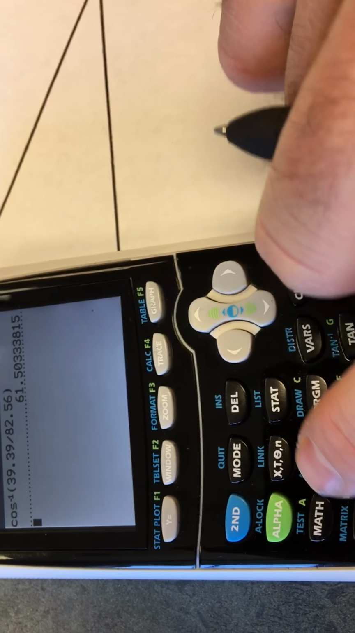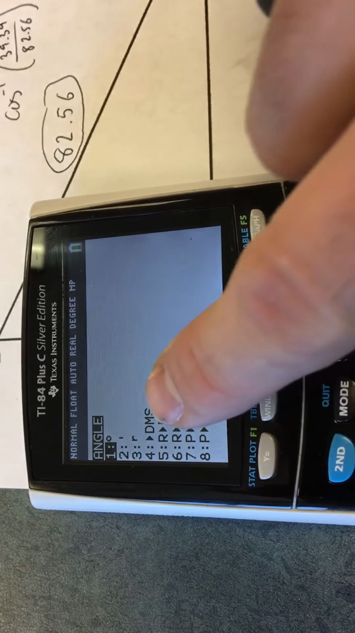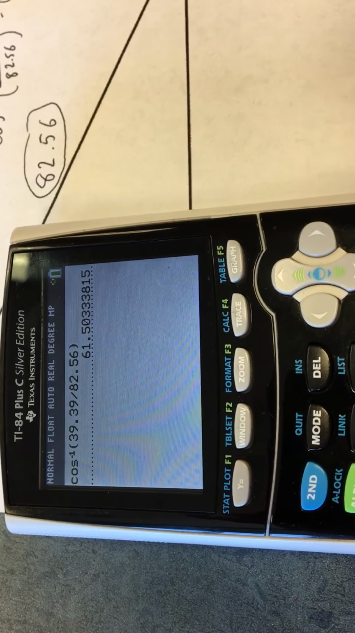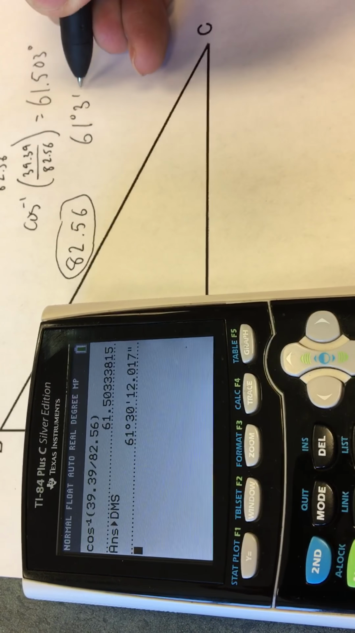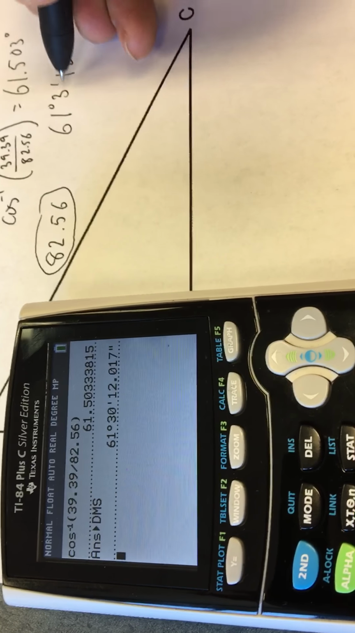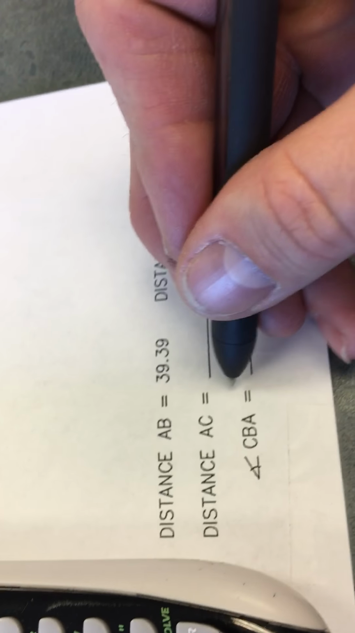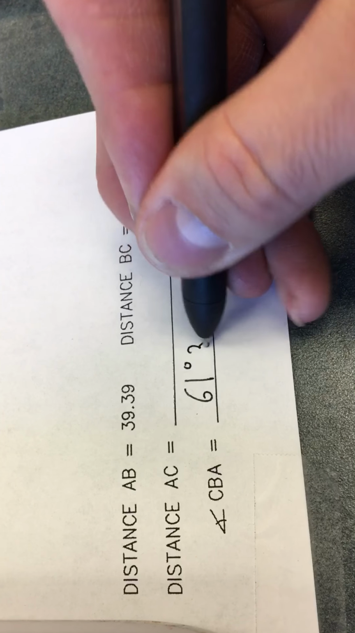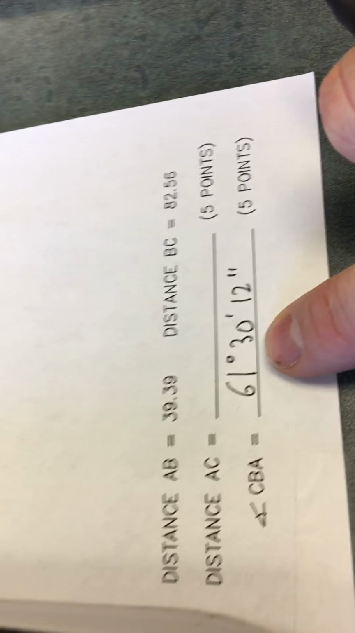So of course, if you go to second angle to convert this into degrees, minutes, seconds, number 4, go down to number 4, or just press number 4. That will convert it into 61 degrees, 30 minutes, and I'm going to go to the nearest second. So now I go down to here, and I've got 61 degrees, 30 minutes, and 12 seconds to the nearest second. That should be my first 5 points.